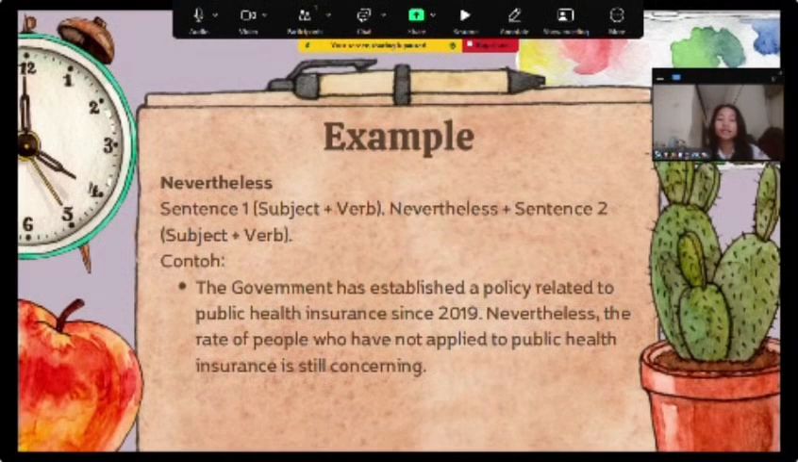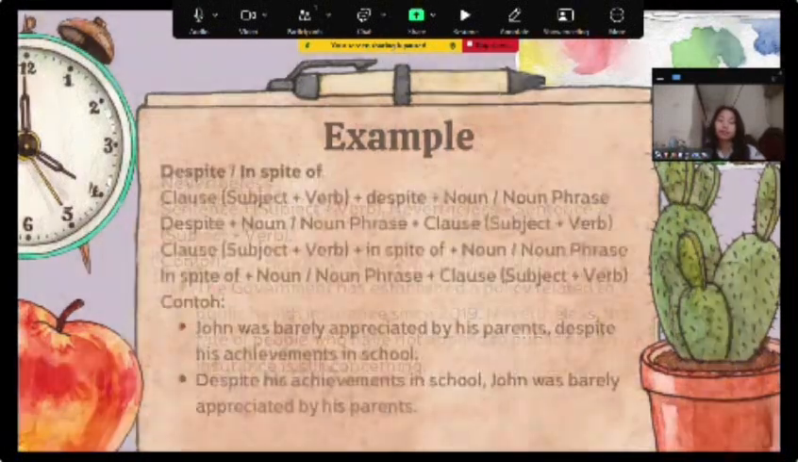Okay, and next, nevertheless. Nevertheless is sentence 1 or subject plus verb, nevertheless plus sentence 2 or subject plus verb. Example, the government has established a policy related to public health insurance since 2019. Nevertheless, the rate of people who have not applied to public health insurance is still concerning.